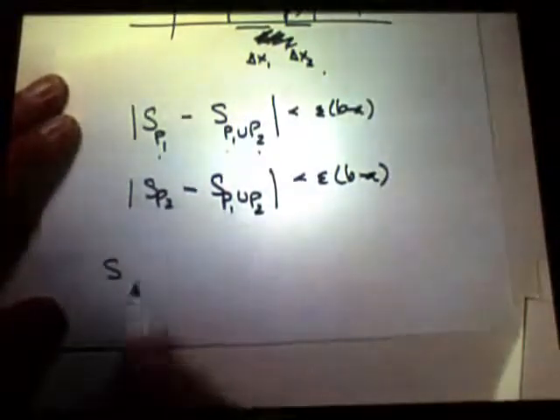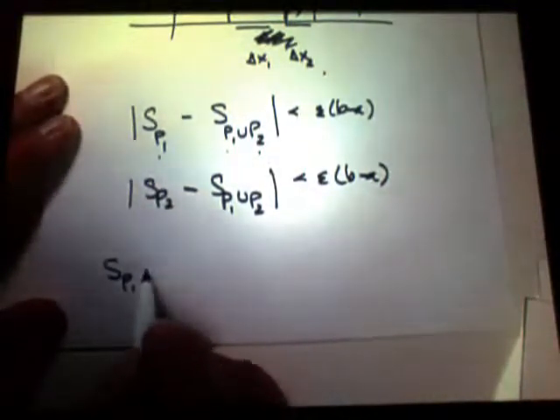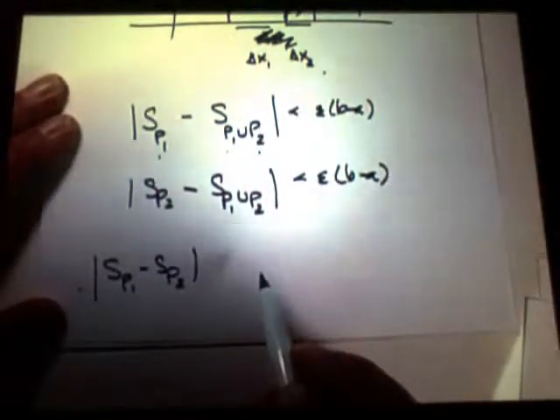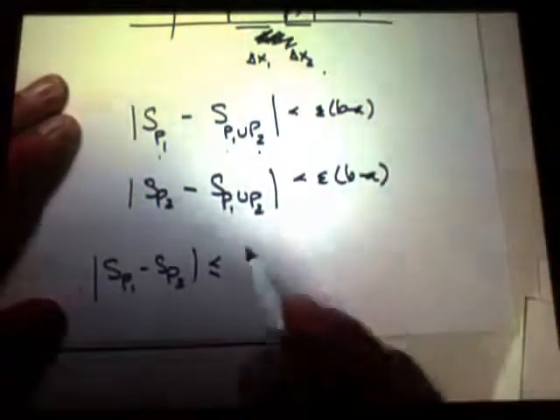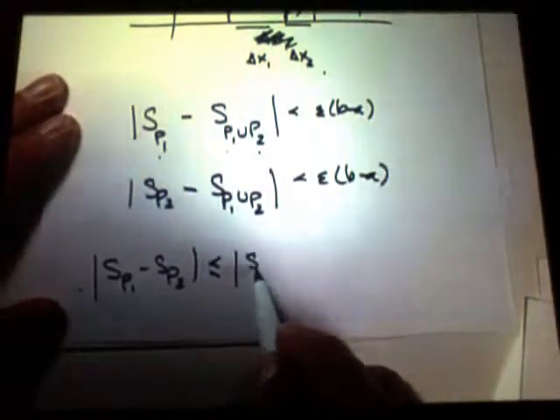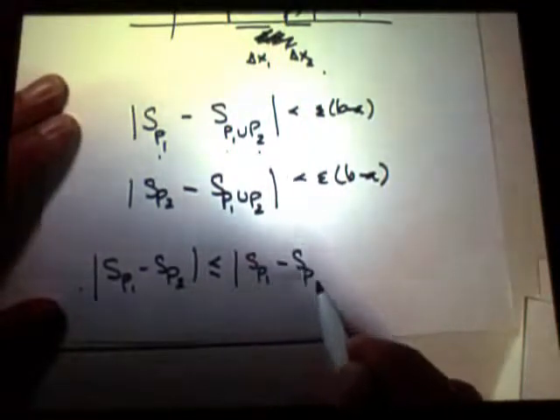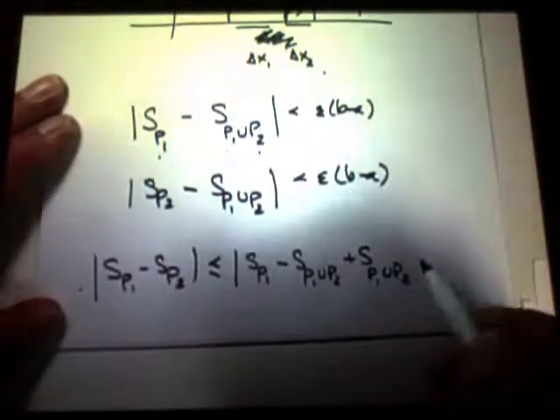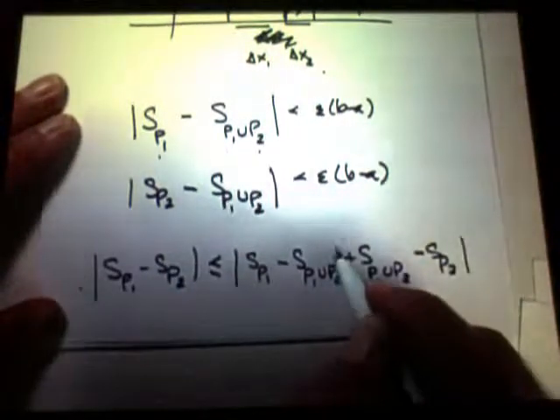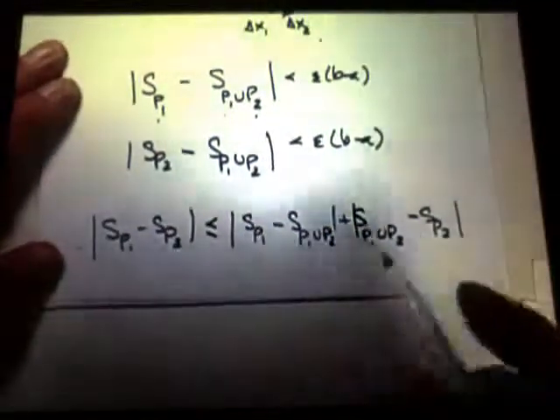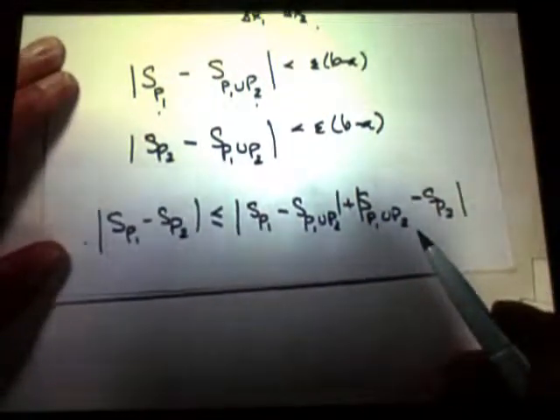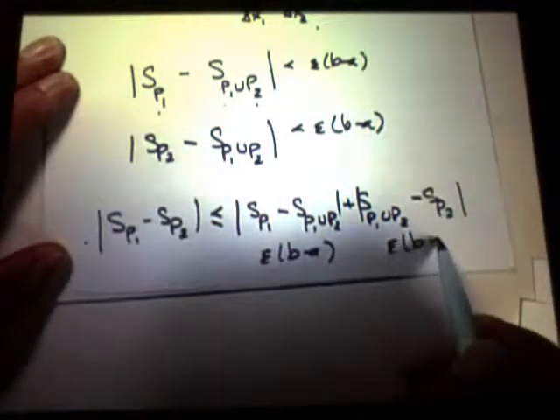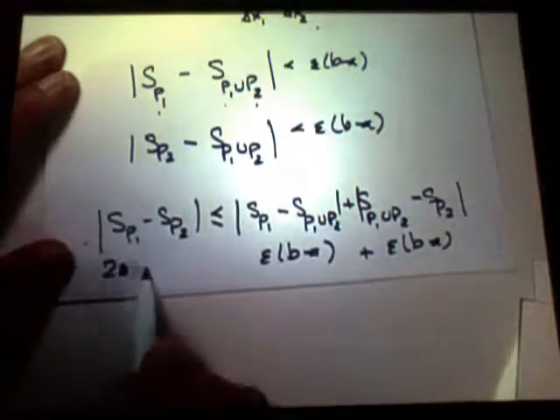So S(P1) minus S(P2) is less than or equal to, well, we're going to do the same trick again. Here we go. S(P1), you've seen this now a few times. Slam some absolute value bars in there with the triangle inequality. And so this would be epsilon times b minus a, and this is another epsilon times b minus a. Add them together: 2 epsilon times b minus a.